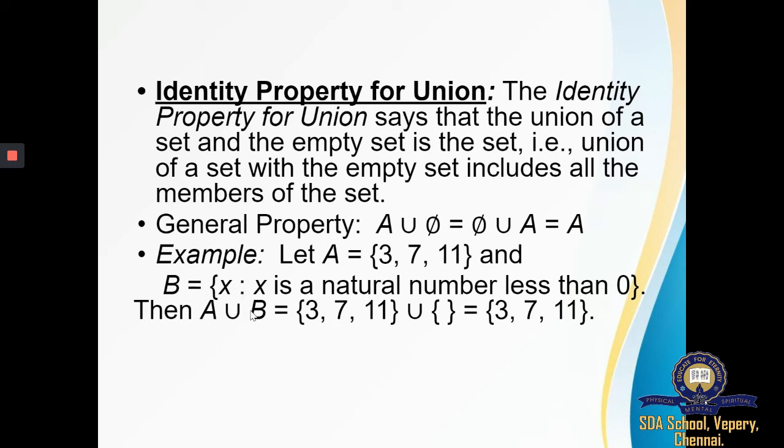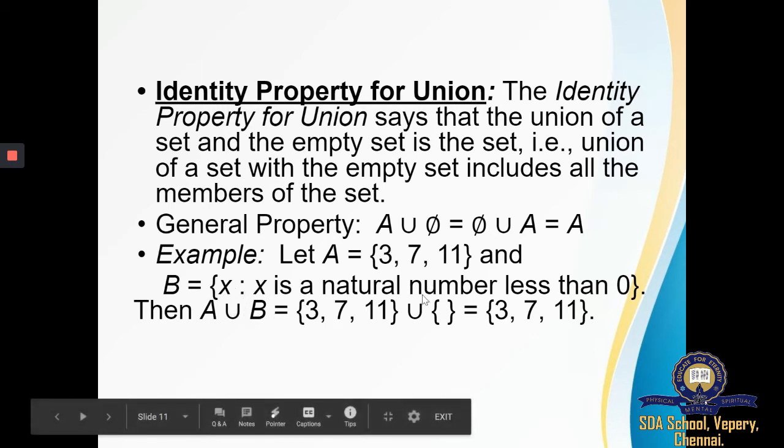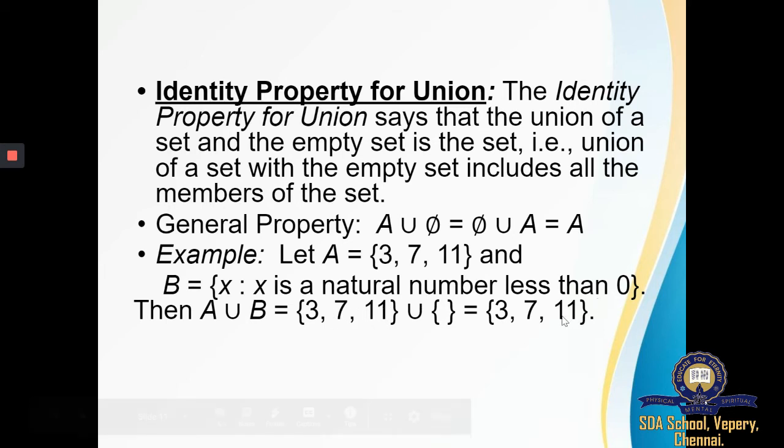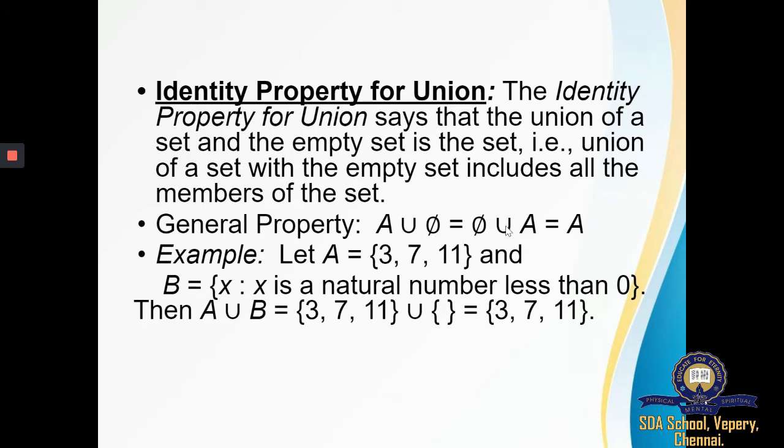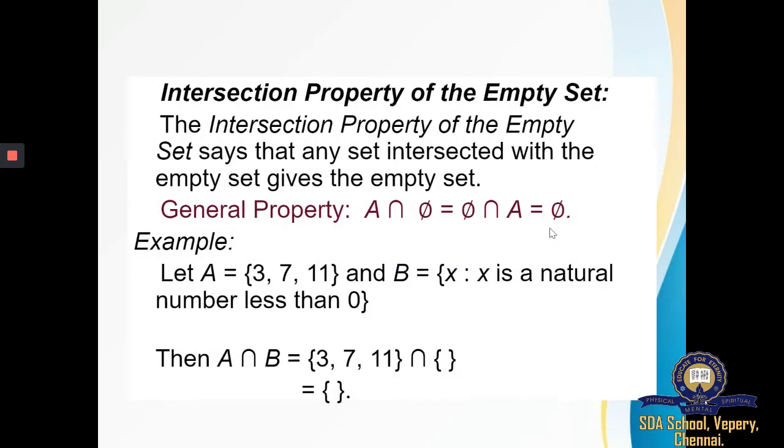Now let us find the union of these both. So what do I get? A union B, I get back my A itself, right students? So we have proved that A union null set or null set union A will give you back my A itself, where A is any set. Yes? Next we have the intersection property of the empty set.